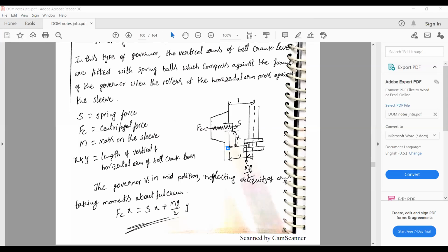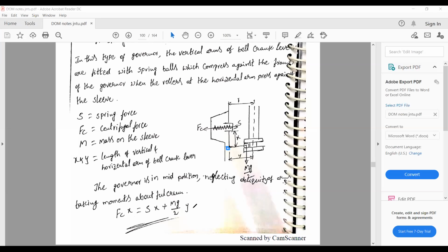Both are equal. The y value, what is the distance there? It is up to this place. Our spindle axis is also equal to that roller place. So that's why we consider the distance value as y. So Fc into x equals Sx plus mg/2 into y.